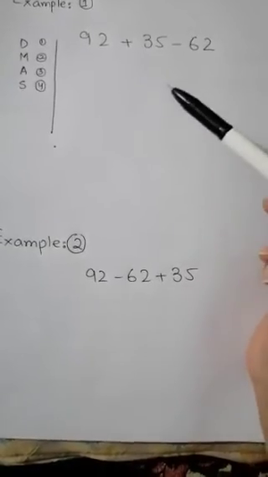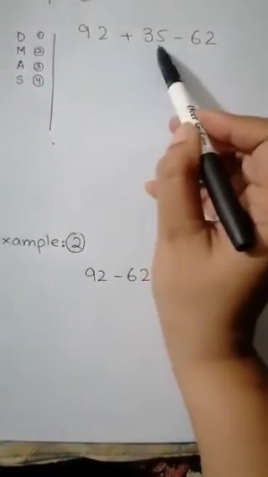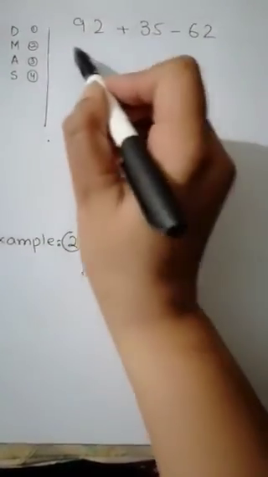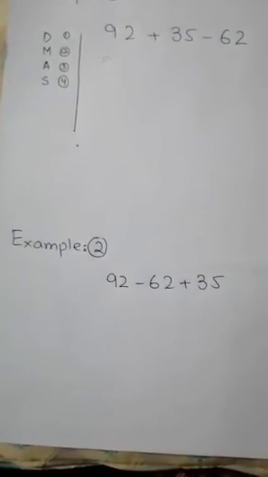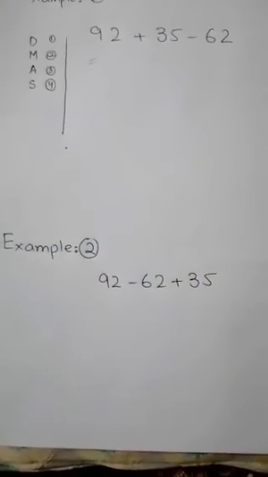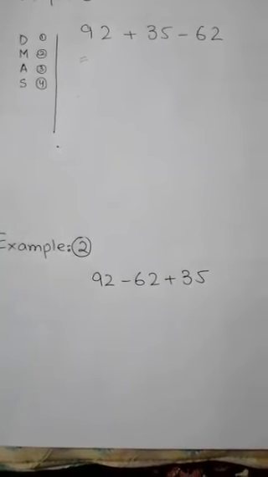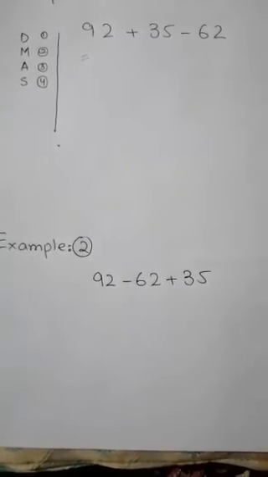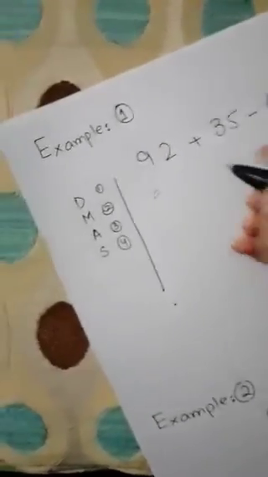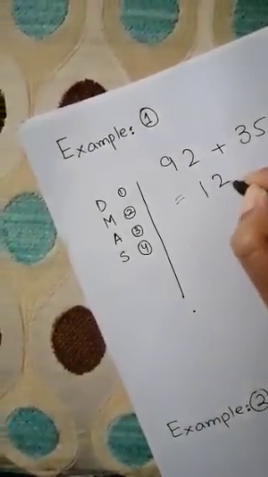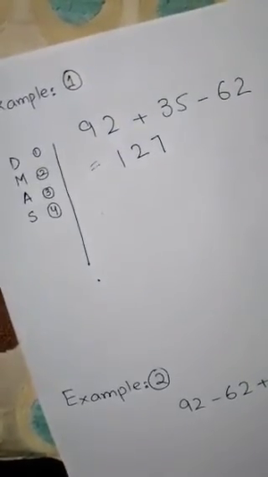So what we will do, we will add 92 plus 35. So what is the answer of 92 plus 35? You can calculate in your rough copies also. So maybe the answer will be 127. What will be the answer? 127. Okay.